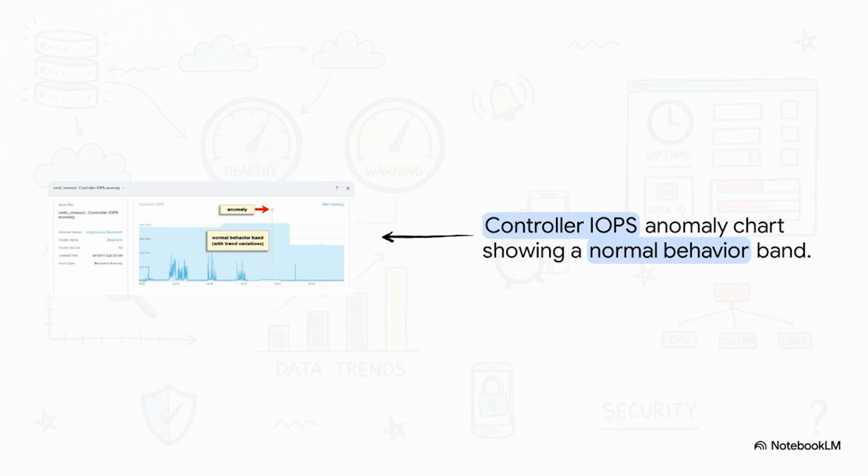Now, look at that little yellow triangle near the top right. That is a flagged anomaly outlier. The IOPS spiked way outside the predicted expected behavior band. The beauty here is that the system didn't need a static, hard-coded threshold to catch this. It caught it simply because it deviated from its own established normal.